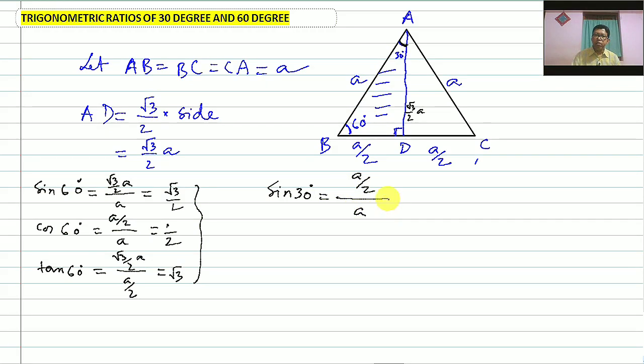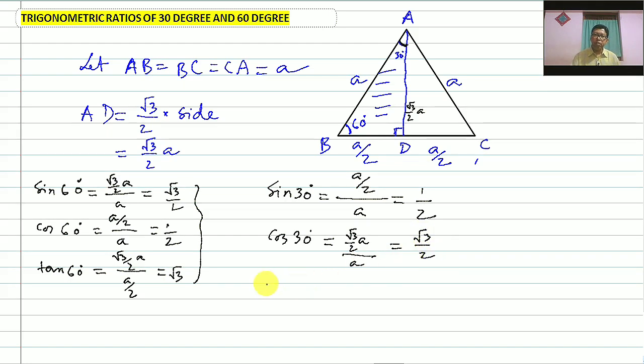A is not equal to 0, so you can cancel A and you will get half. So sine 30 degree is equal to half. Next, cos of 30 degree. Cos theta is equal to base divided by hypotenuse. In this case, the base is your AD. So this is root 3 divided by 2 into A, whole divided by the hypotenuse A. A is cancelled and you are getting root 3 upon 2.